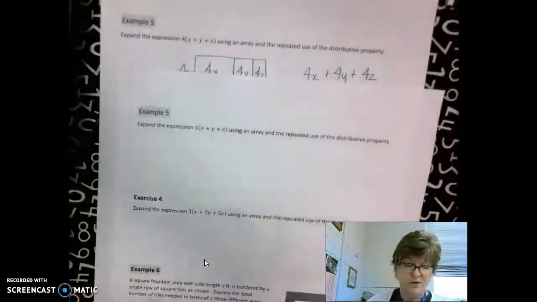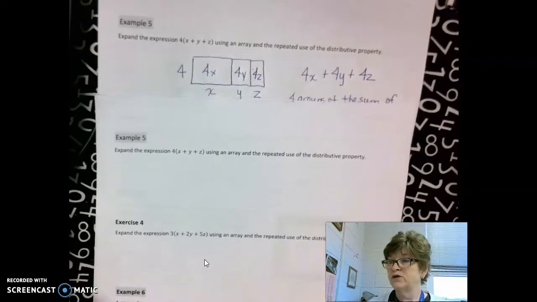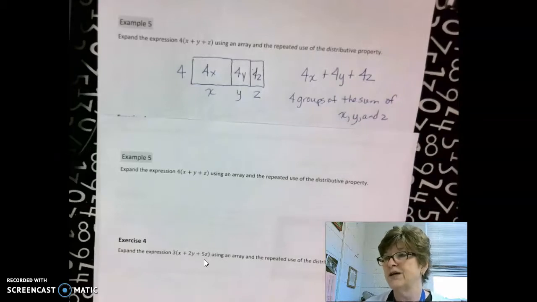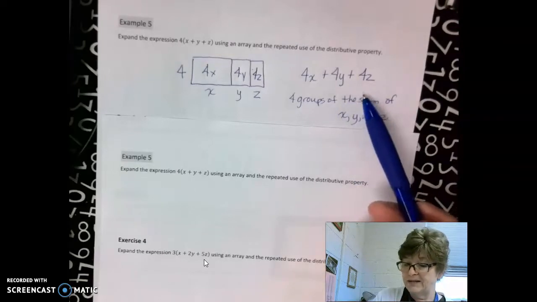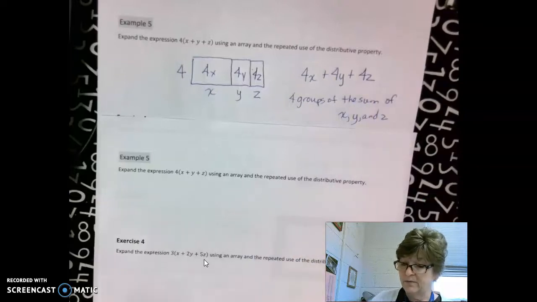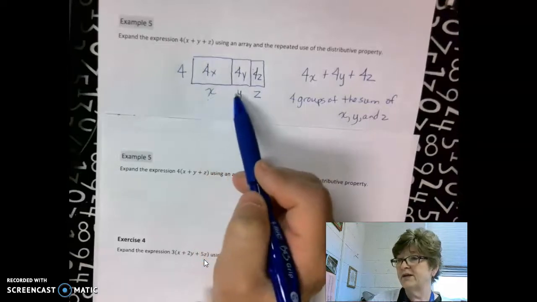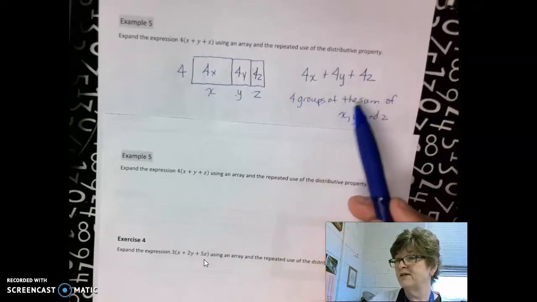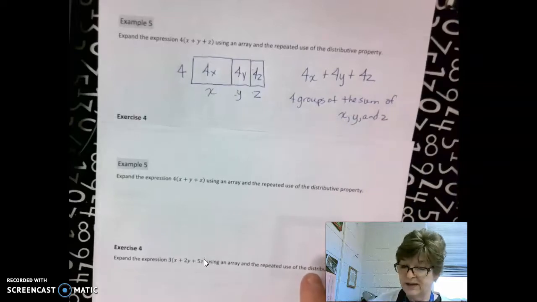Okay, our next step that we're going to take a look at is again looking at an array. And we're going to expand this expression, and I've done one for us. Expand the expression 4 times x plus y plus z using an array, and then come up with the expanded form here from the distributive property. So as you've noticed, I have completed the array, which gives me 4x plus 4y plus 4z, 4 groups of the sum. Pause your video and complete the next one.